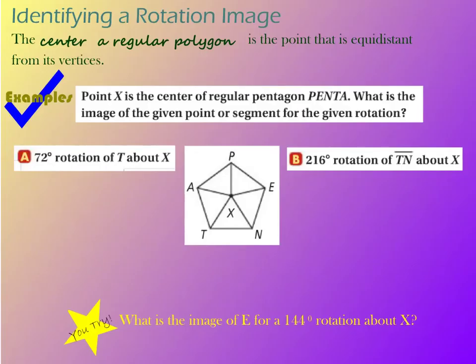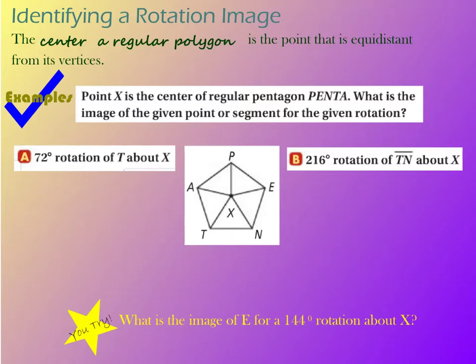Okay, so now here we're looking at an image that we've been given, and we want to be able to identify the rotation of certain pieces of this picture. If you ever are given a polygon, they ask you for the center of it. The center of the polygon is going to be the point equidistant from its vertices. So in this example, I've got pentagon PENTA. My center is point X. It's right in the middle, and it's equidistant from each of my vertices.